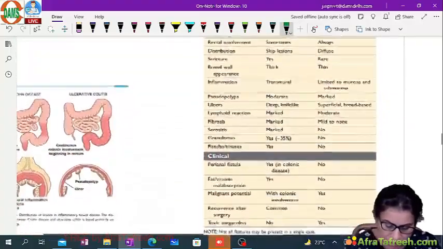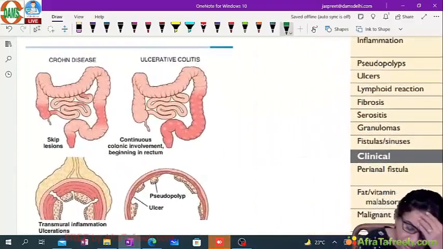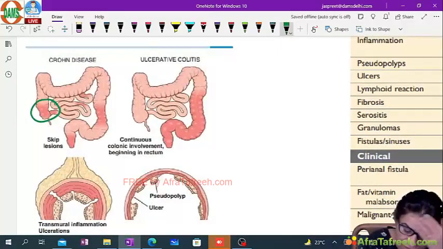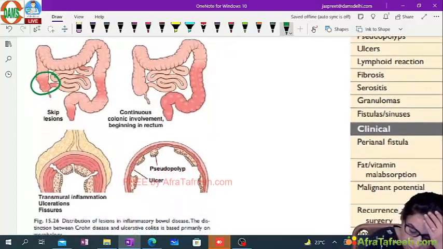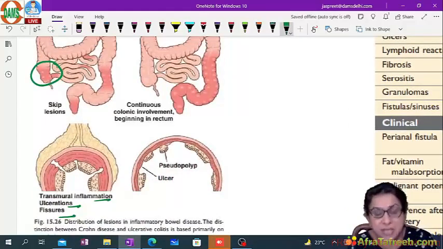And look at this picture again. Okay, now this is Crohn's. In Crohn's disease, these reddish areas are the diseased areas. So in Crohn's, you have these skip lesions. And in Crohn's, you can see this picture. You have transmural inflammation, ulcers, and fistulas and fissures are formed.